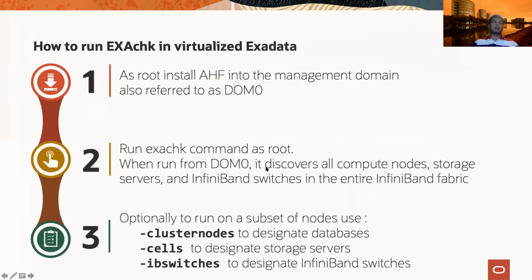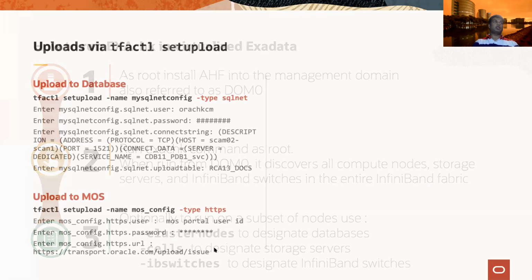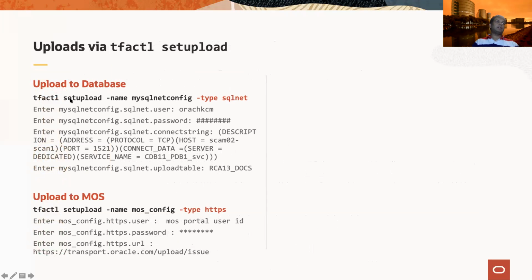When you do this, it discovers all compute nodes, storage servers, and IB switches in the entire IB fabric. Again, you can subset this by specifying cluster nodes to designate databases, cells to designate storage servers, and IB switches to designate InfiniBand switches. So this is how you can limit where it can run. Once you finish this, you can do a TFA CTL setup upload and then upload this data into a schema or upload it directly to MOS once you have it ready.